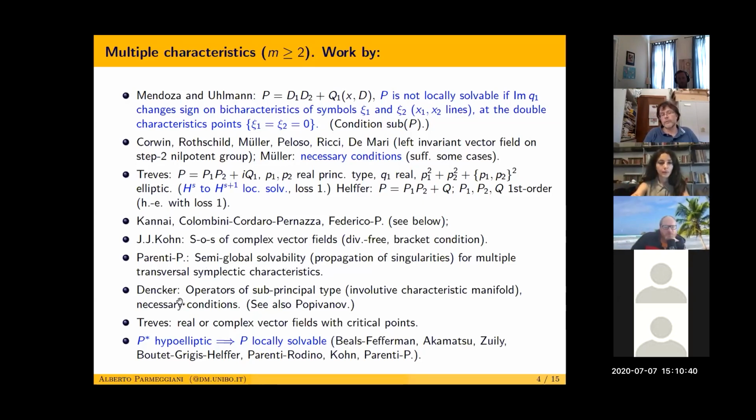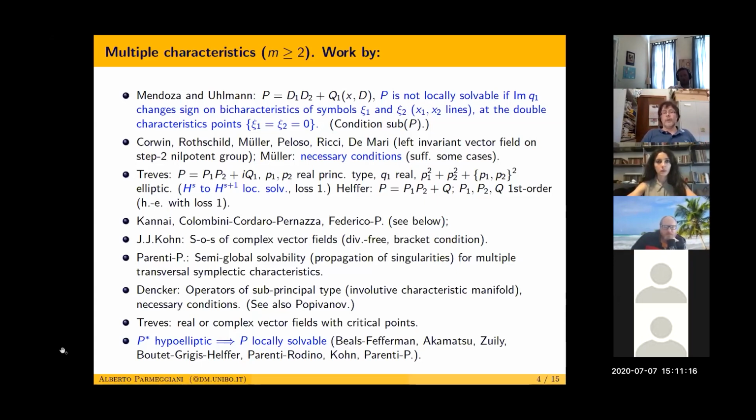And then there is some recent work by Denker about operators of subprincipal type. In this case, one has an involutive characteristic manifold, and it gives some necessary conditions. It should be also compared with some previous, very old work by Popivanov. And then there are also the papers by Treves about real or complex vector fields with critical points, for which some local solvability results, H^s to H^s prime solvability results, and semi-global solvability results are still an issue.